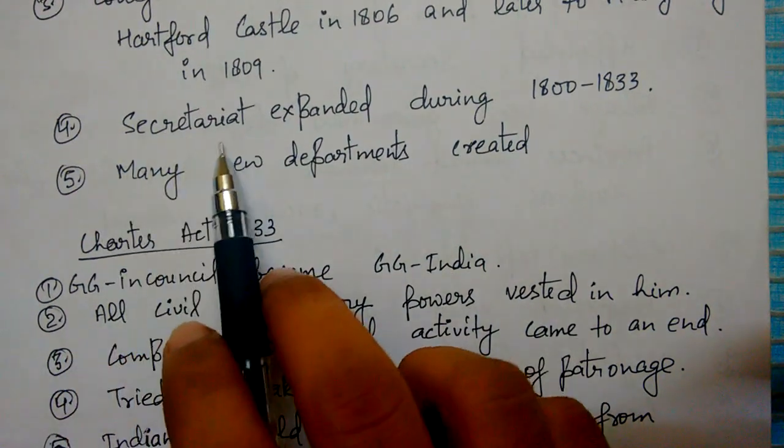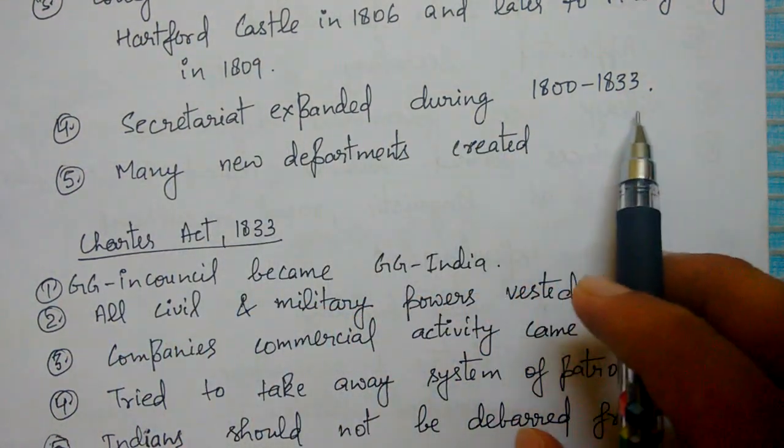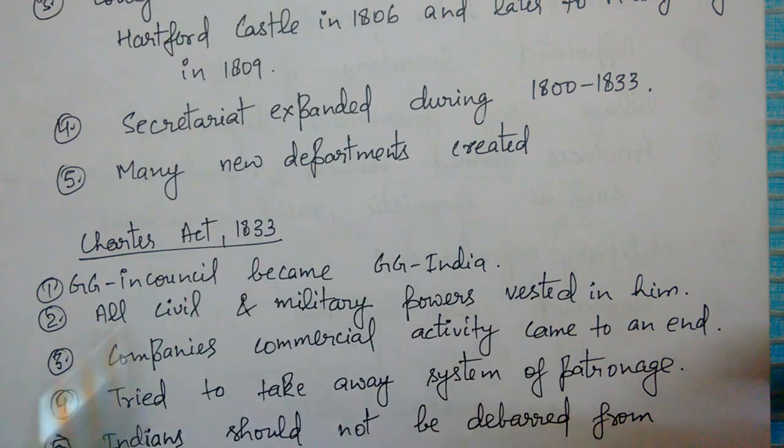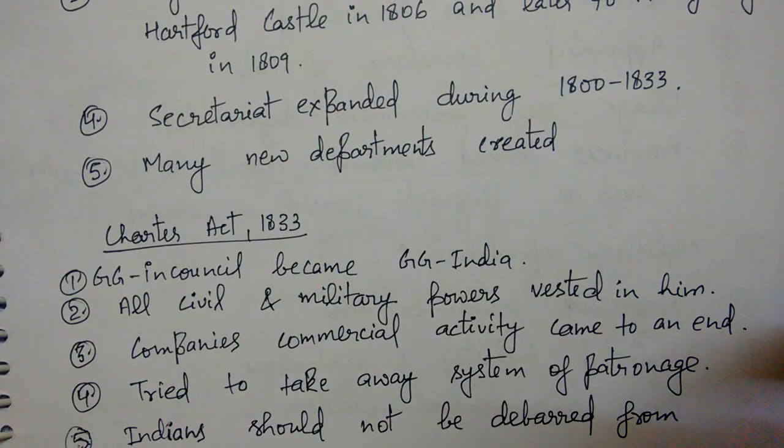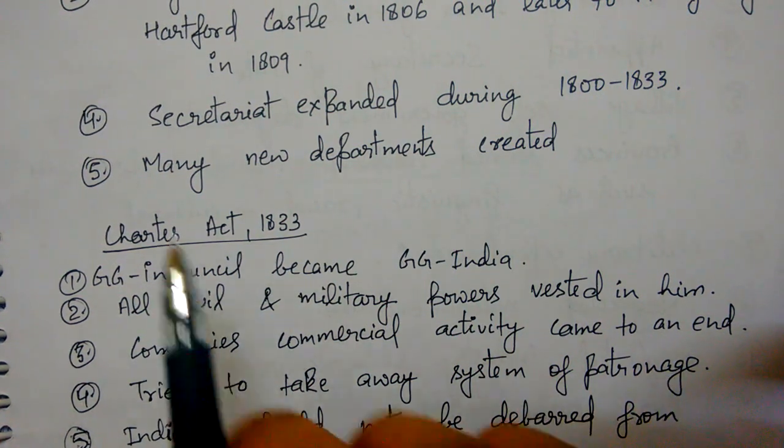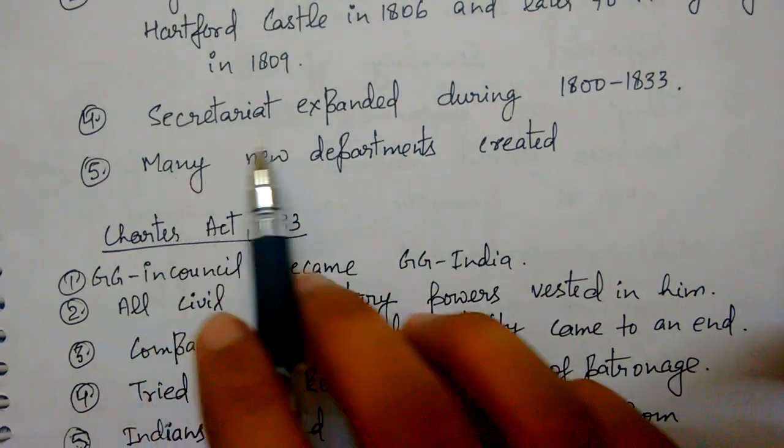Then the fourth point is that the secretariat expanded during 1800 to 1833. So the formulation of the secretariat is very important. You should know what the secretariat is and what its main functions are. The secretariat is the main staff function which helps to formulate all the policies and to execute them also. I will tell you later in detail about the secretariat.